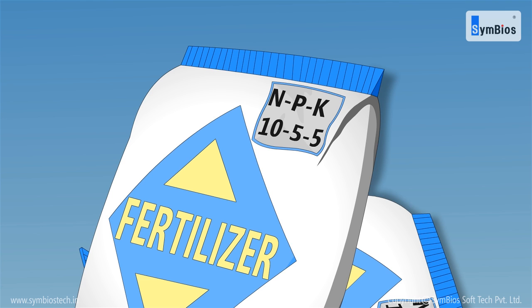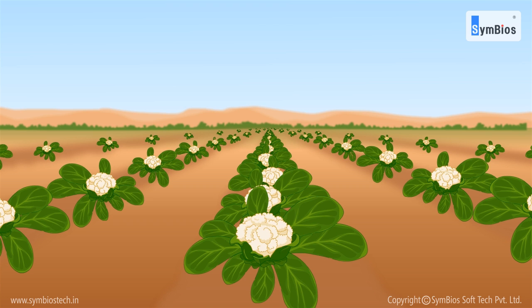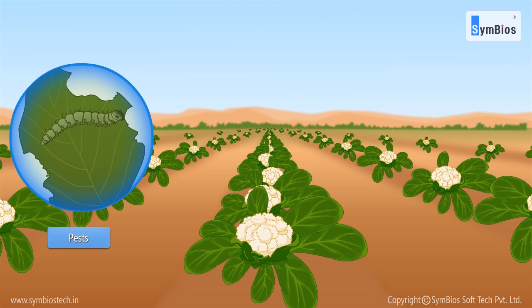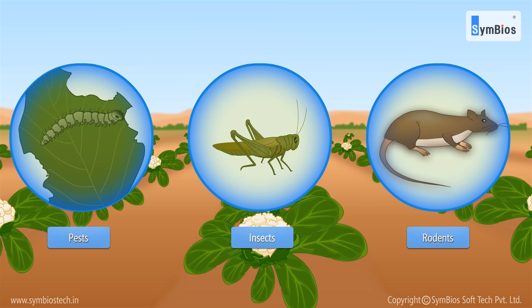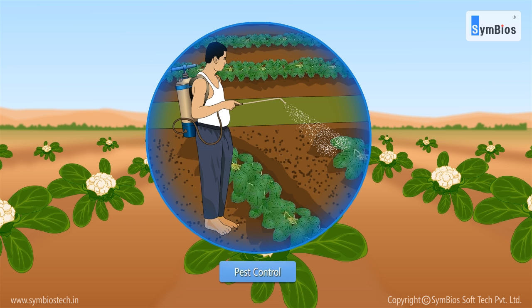So, if a package states that its NPK ratio is 10:5:5, then it contains 10% nitrogen, 5% phosphorus, and 5% potassium. Crops need protection from damage caused by pests, insects, rodents, etc. This is when pest control comes into play.